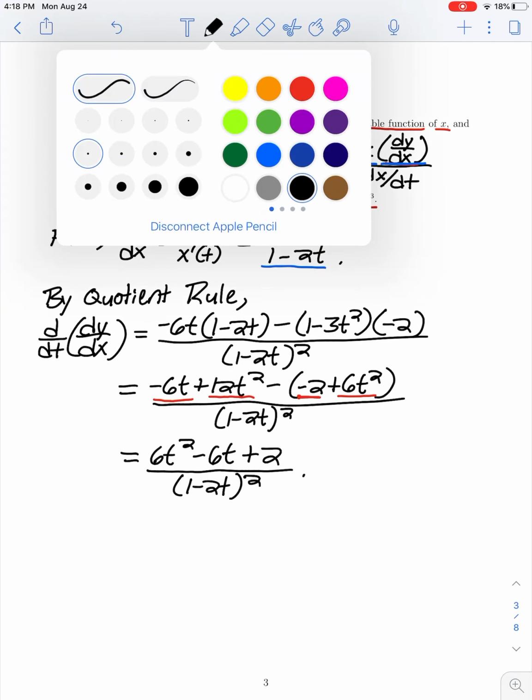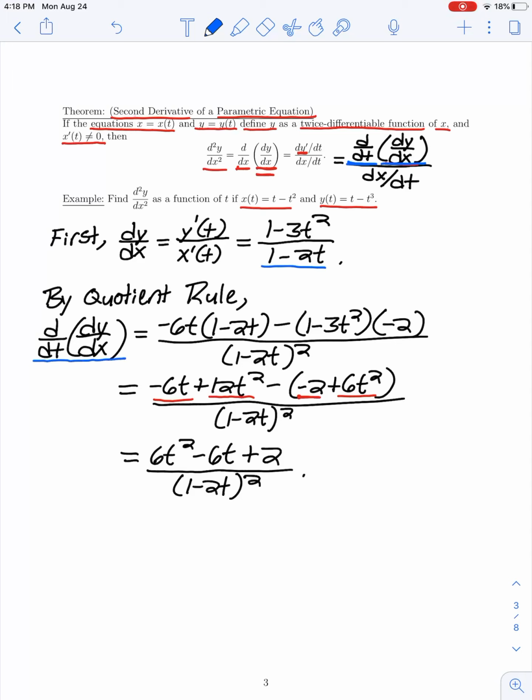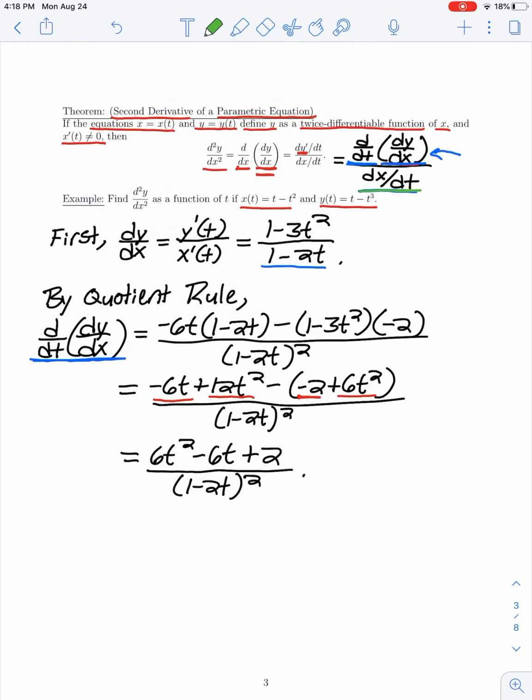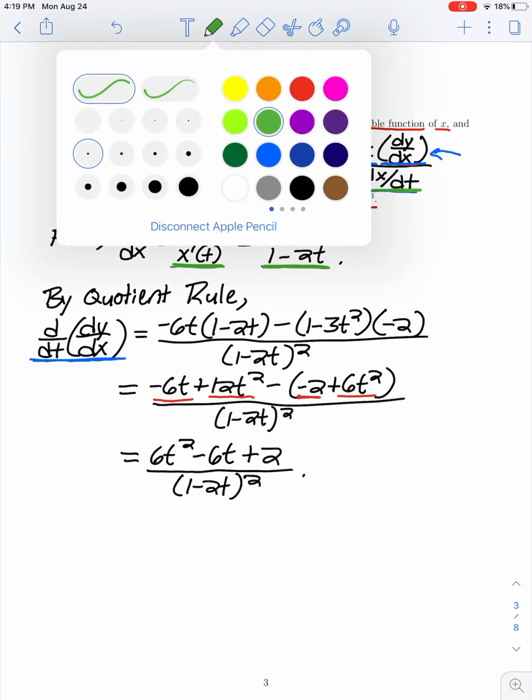So what we found now is the derivative of our first derivative with respect to t, which is just the numerator for the second derivative expression. Recall, we still have to divide what we just found by dx/dt. But notice, this denominator, dx/dt, we actually already found in our earlier work. When we found the first derivative, our denominator was x prime, or dx/dt.